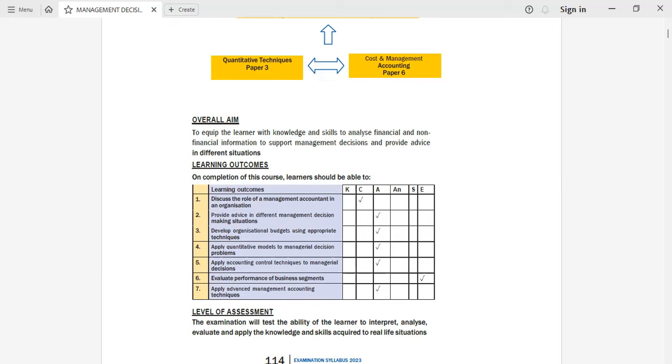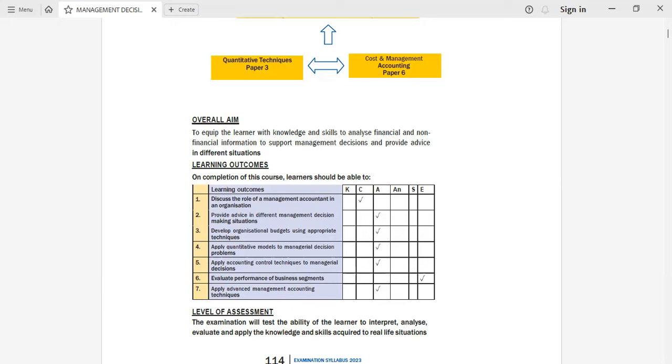or management decision and control, or cost and management accounting. Most of these, even those which you didn't understand under cost and management accounting, it's the right time for you guys to pick them from here.